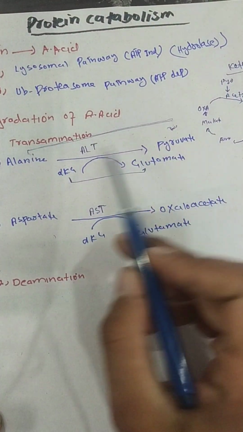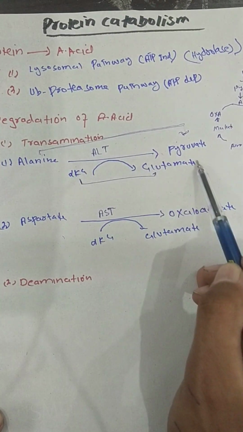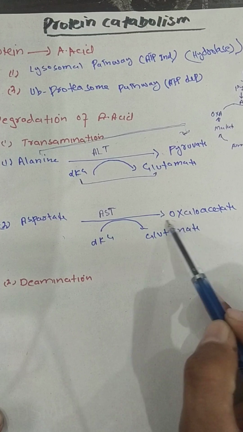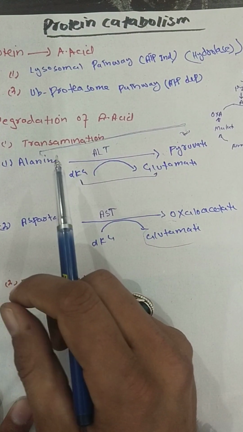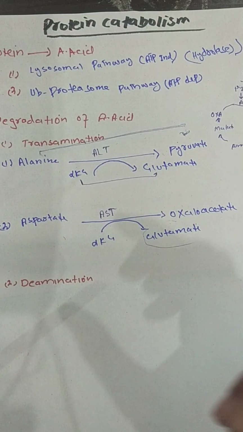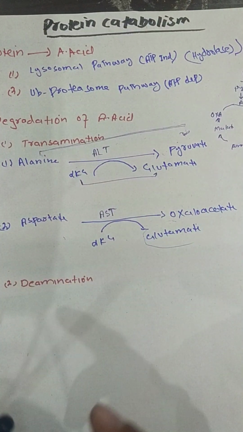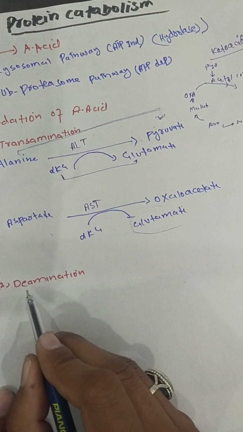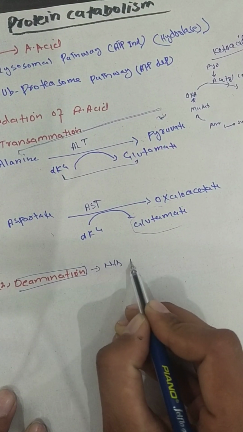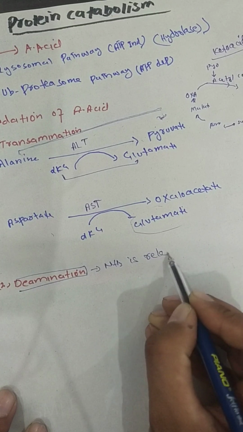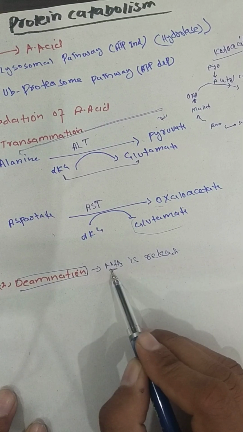Have you noticed one thing, that whenever we have transamination, glutamate is always formed? Here glutamate is formed in the transamination reaction, and here glutamate is formed. So that is the reason we want transamination, because we want glutamate. And why do we need glutamate? Because deamination is a process in which NH3, ammonia, is released, and glutamate is the amino acid which releases this NH3.